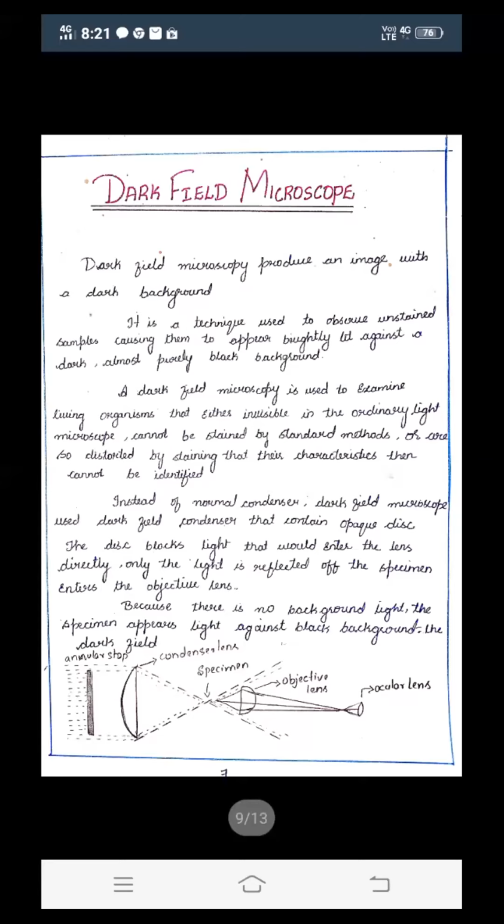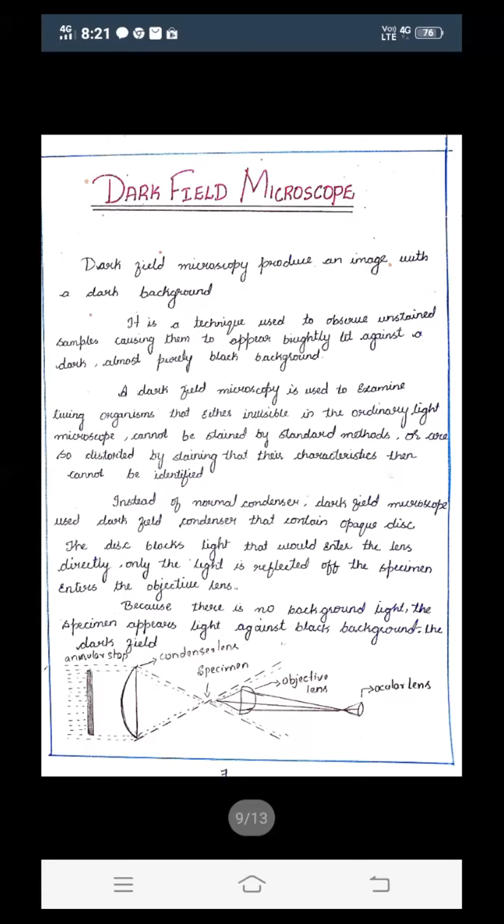It is a technique used to observe unstained samples. Here, the samples are unstained, causing them to appear brightly lit against a dark background. Because the background is dark, if we stain the specimen, it looks fully blurred. We cannot identify the specimen. So the background is black and the specimen is unstained.